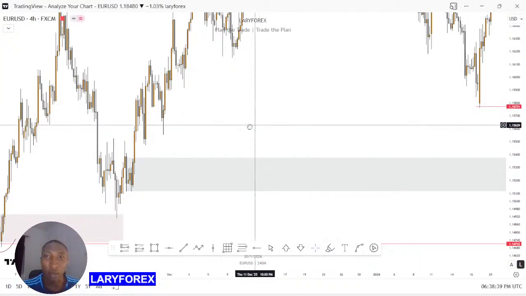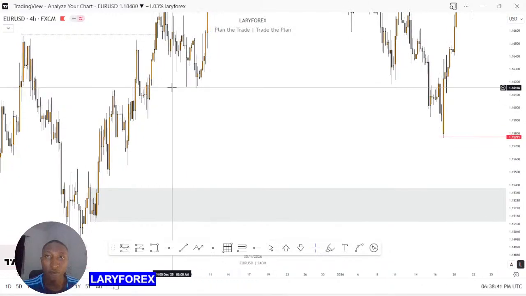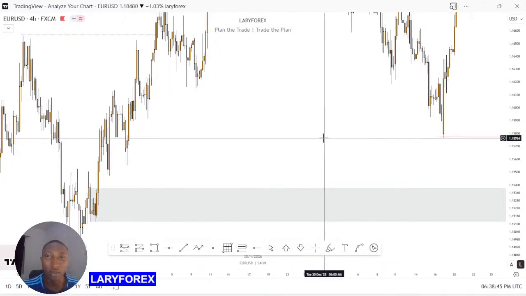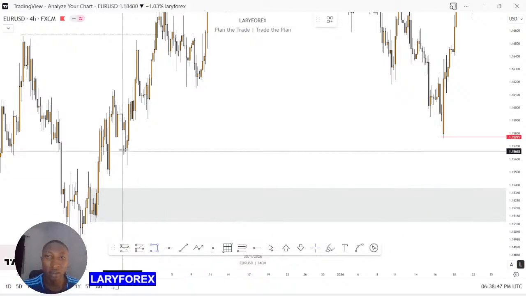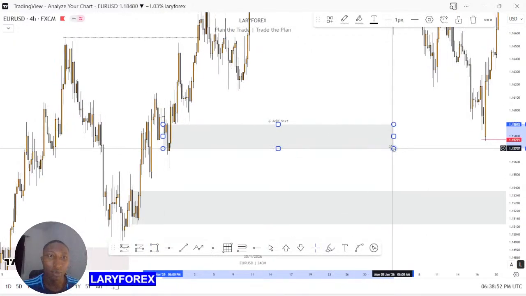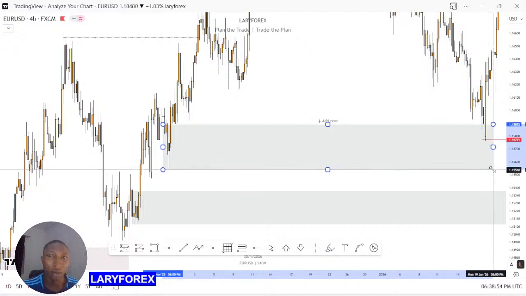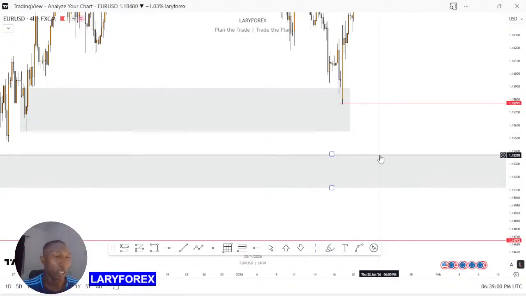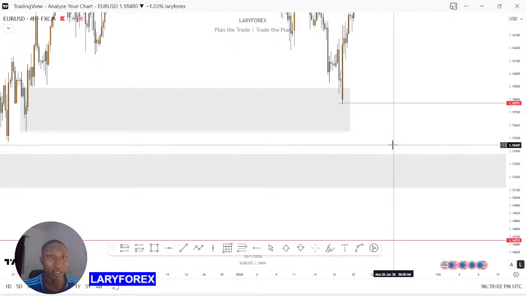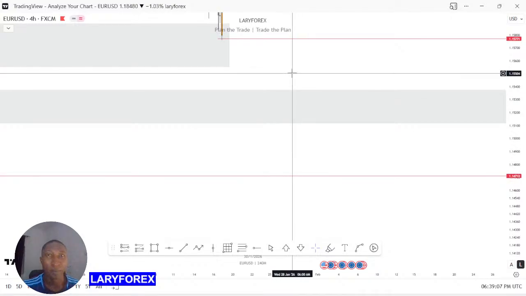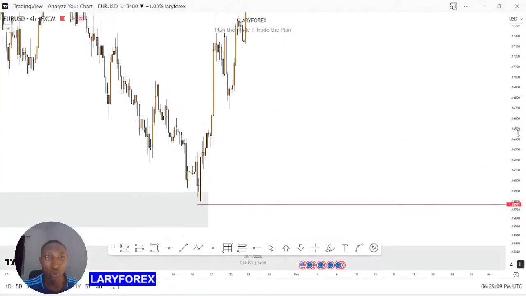Now, where is our next demand? We have a new demand here at this level. Price mitigated this level here. Here is the demand. Yes, price came to mitigate this demand. So in this case, price has already mitigated this demand, and then we have this particular demand here that price has not mitigated yet, which aligns with the higher time frame swing low. Okay. Now what do we do?